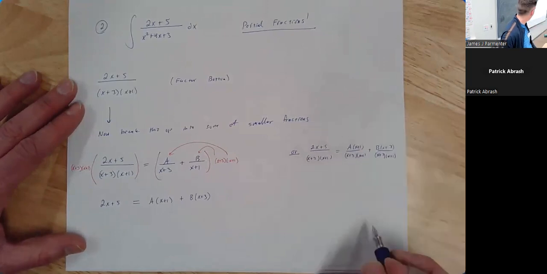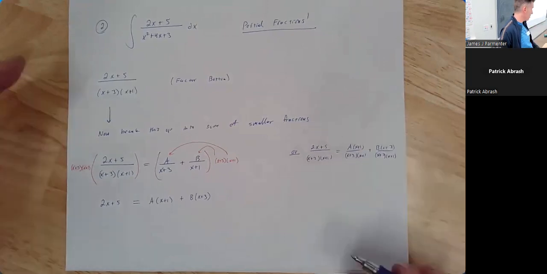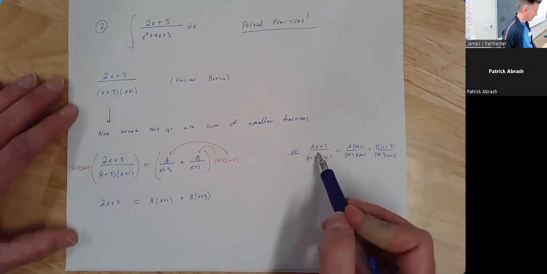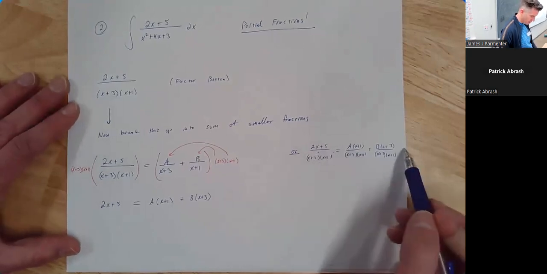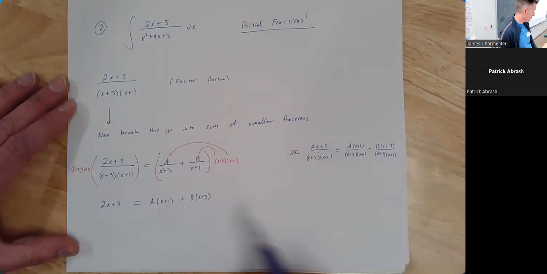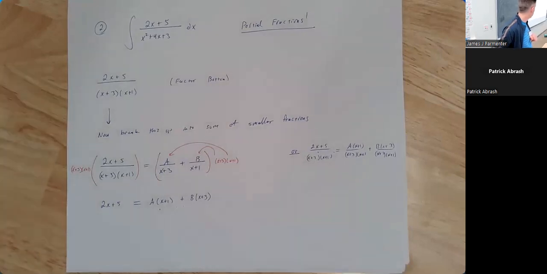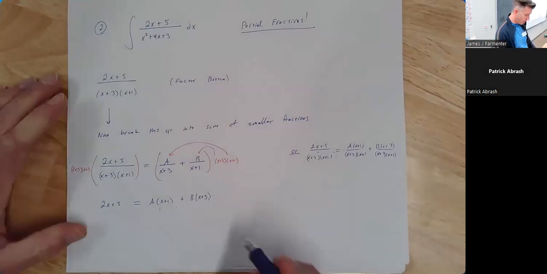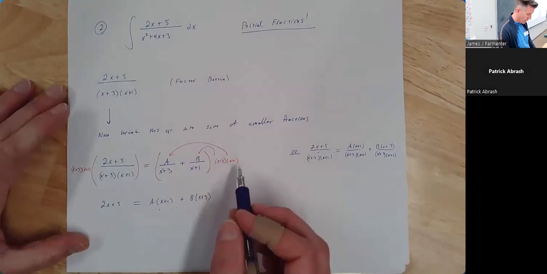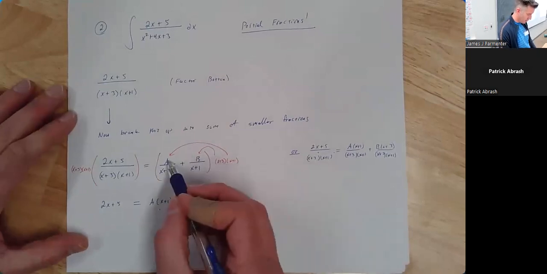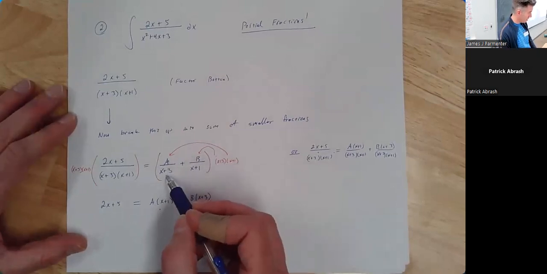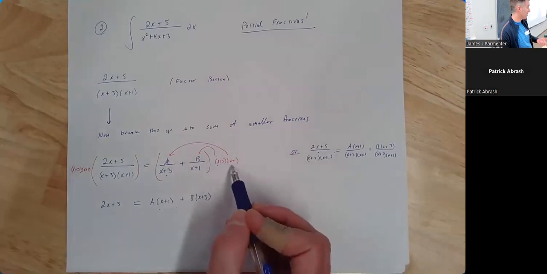Right, we're really just saying, if those fractions are equal, the numerators have to be equal. So this numerator, 2x plus 5, has to equal that numerator, a times x plus 1 plus b times x plus 3. So you're not multiplying x plus 3 times x plus 1 to the whole thing, just to a and b? Well, I am multiplying this here, and when I multiply a over x plus 3 times x plus 3 times x plus 1, the x plus 3's cancel.